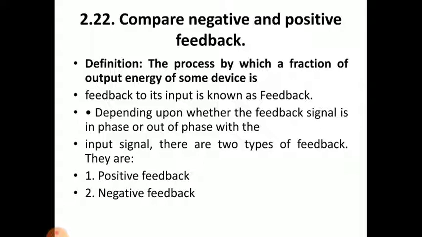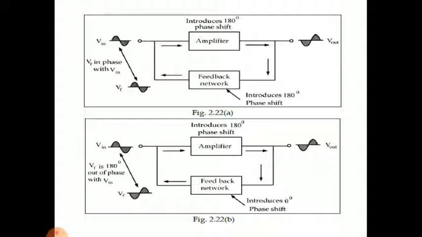Two types of feedback are possible: positive feedback and negative feedback. Observe the diagrams. Figure 2.22a: first, Vin is applied to the amplifier, which introduces 180 degrees phase shift, and it is fed back through the network, which introduces again 180 degrees phase shift. So Vf is in phase with Vin, because in the closed loop we have 180 plus 180, totally 360 degrees or 0 degrees.